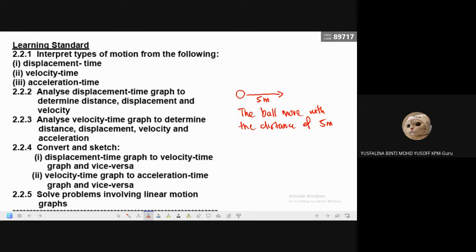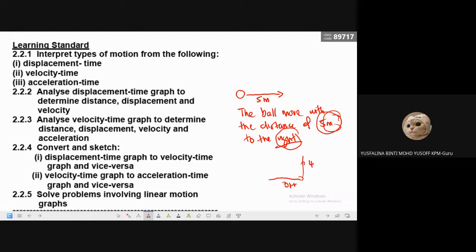So what is this 5 meter actually? Distance or displacement? This is distance. Why? Because it doesn't have a direction. But if I say the ball moves with a distance of 5 meter to the right, now it has a direction. Now the 5 meter is not a scalar, it becomes a vector, because it has a magnitude and also a direction. Or sometimes they give you like this, 3, and then this one, 4.